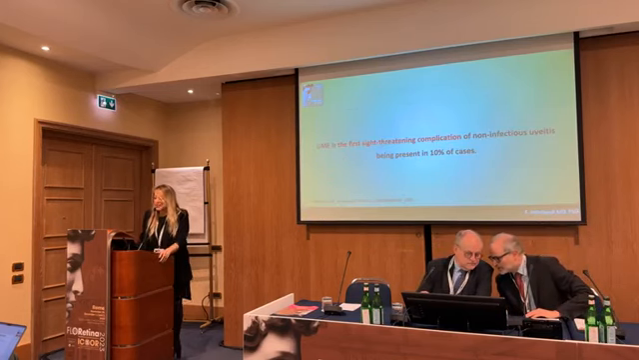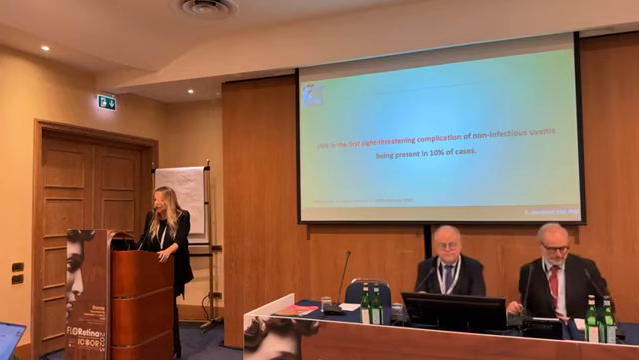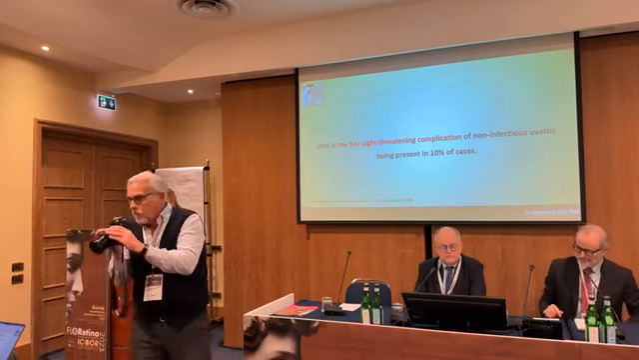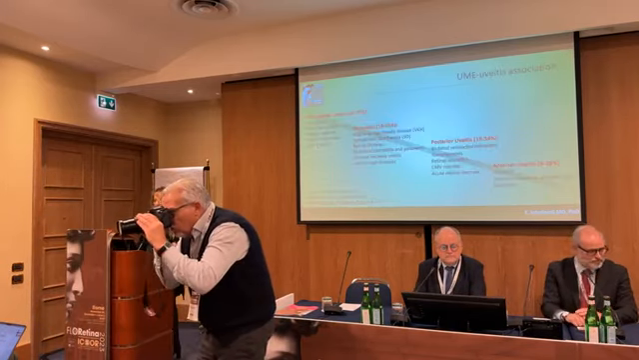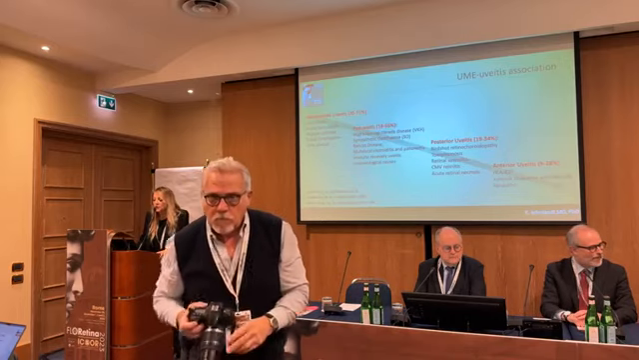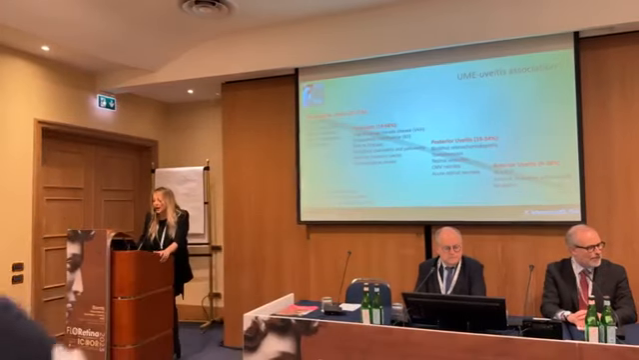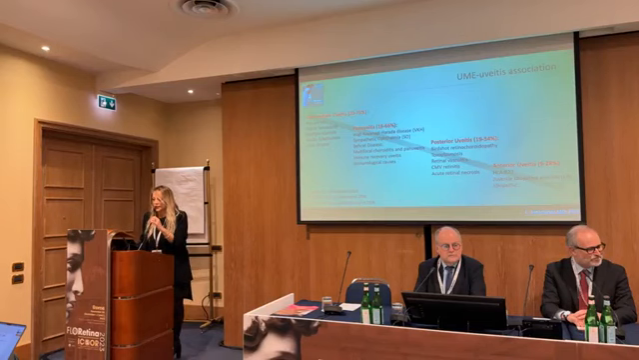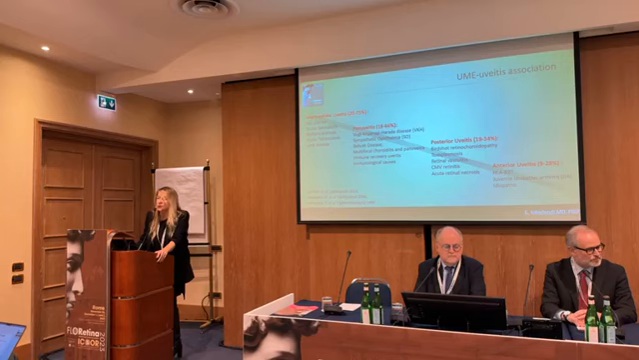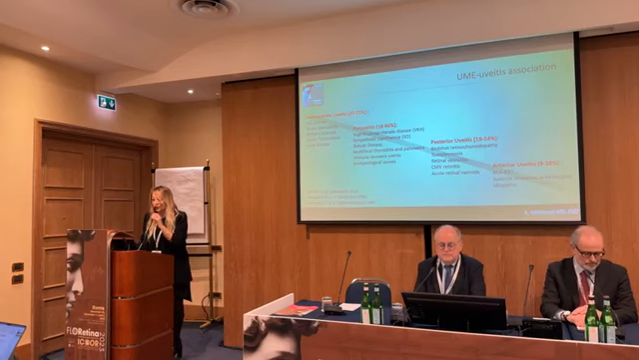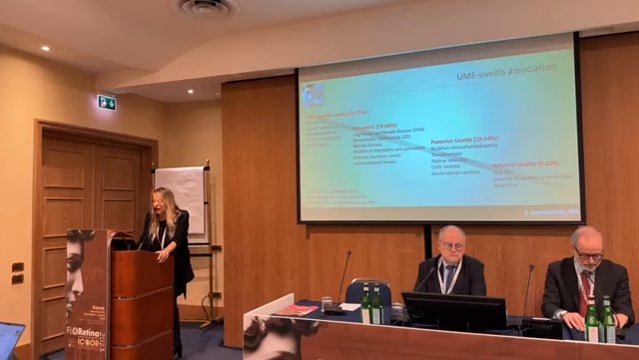Uveitic macular edema is the first sight-threatening complication of non-infectious uveitis and can occur in up to 10% of the cases. According to the literature, the kind of uveitis most frequently complicated by macular edema is intermediate uveitis, where we have this complication in up to 75% of patients, followed by panuveitis, posterior uveitis, and lastly anterior uveitis.